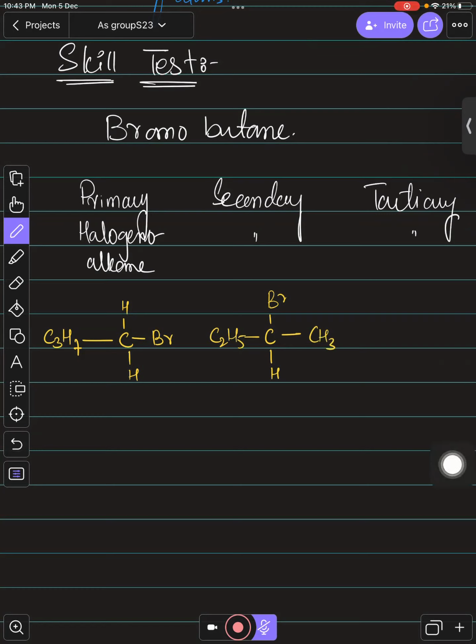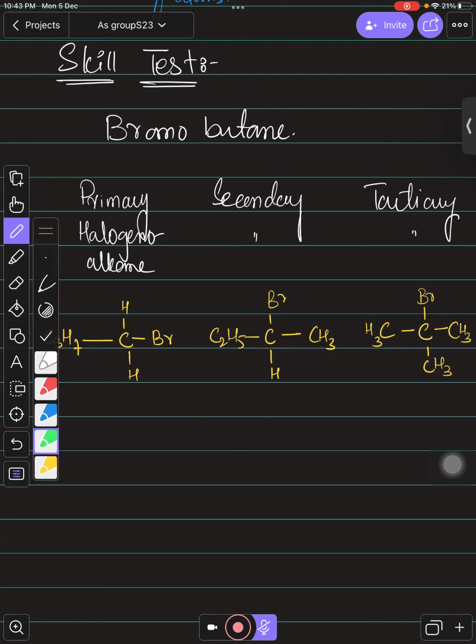You can see both the molecules have 4 carbons in total, right? If you talk about tertiary, a carbon with bromine should have 3 carbons connected to it. So we have 4 carbons in total, so we need to connect 3 carbons with this. So it will be like this, right? So these are 3 different structures we can draw, and we can name them as well.